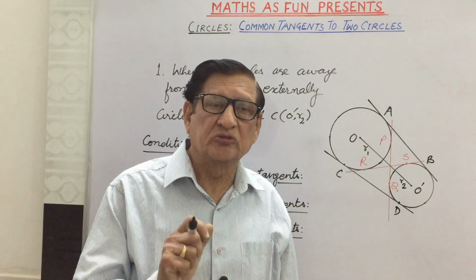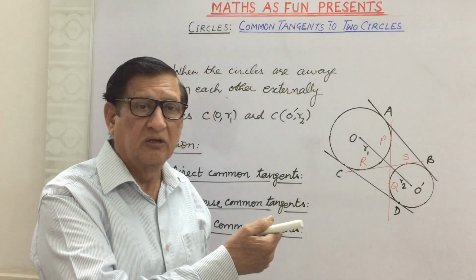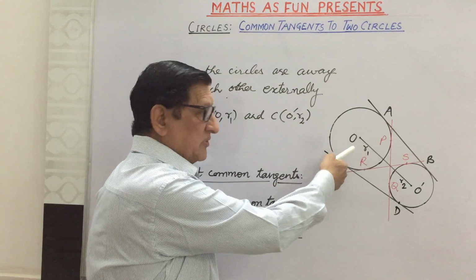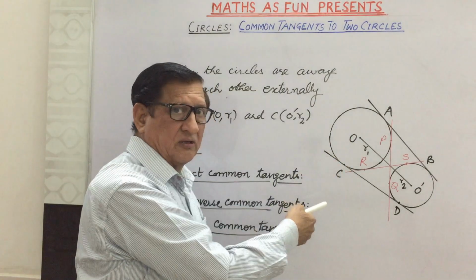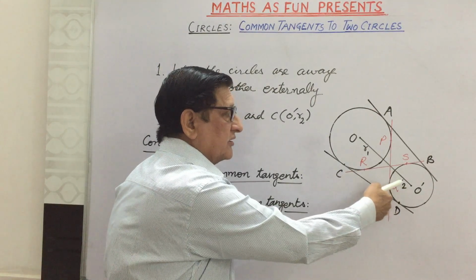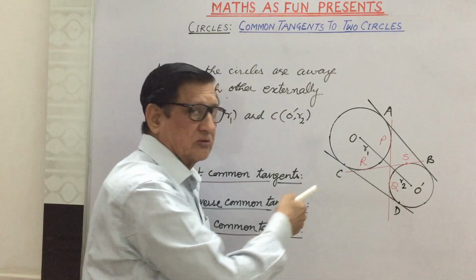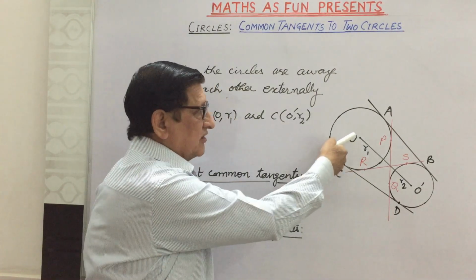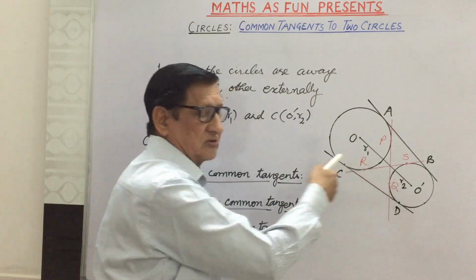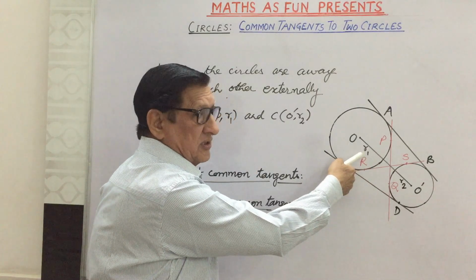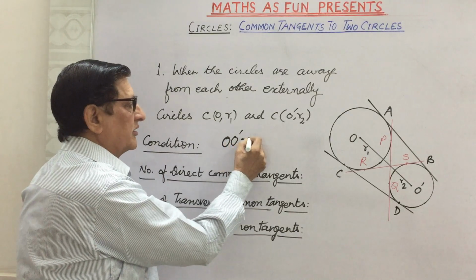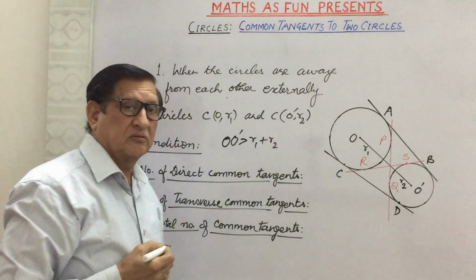The first position of 2 circles is when they are away from each other. Like we have here 2 circles. One is C(O, R1), meaning center is O and the radius is R1. Another is C(O dash, R2), meaning the center of this is O dash and the radius is R2. They are away from each other. So what is the condition? If we join the centers of them, the distance between their centers OO dash is greater than the sum of their radii. So the condition here is OO dash is greater than R1 plus R2.